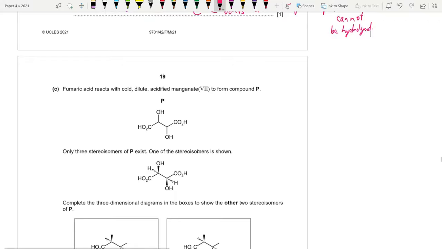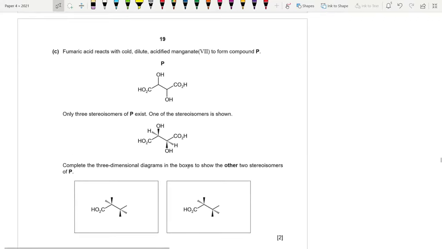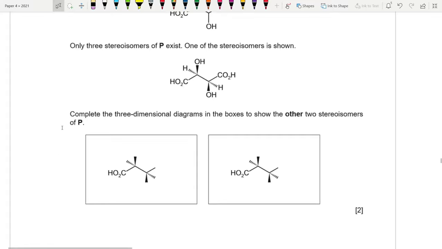Fumaric acid reacts with cold dilute KMnO4 to form this compound, a diol. Only 3 stereoisomers of P exist. One of the stereoisomers is shown. This is quite interesting. These questions are very rare. Let's try to understand. So the trick is, look at this. They've already given you the position of this, so they've made this easier. Let's try doing this.